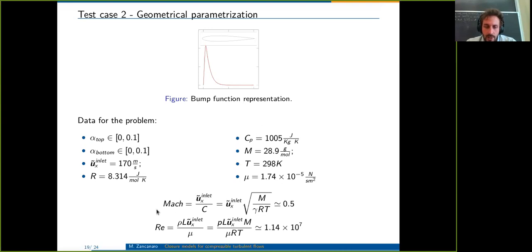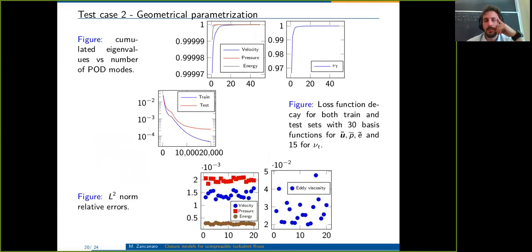Again, we can evaluate the Mach number, which is about 0.5, and the Reynolds number, which is about 10 to the power 7. So still, compressible, turbulent RANS equations are required. And these are the same results, but for this new test case. This time we selected 30 model basis functions for U, P, and D, and 15 for the eddy viscosity.